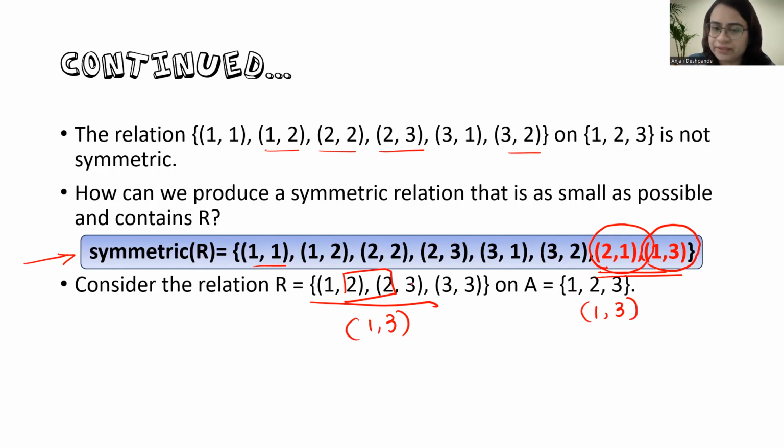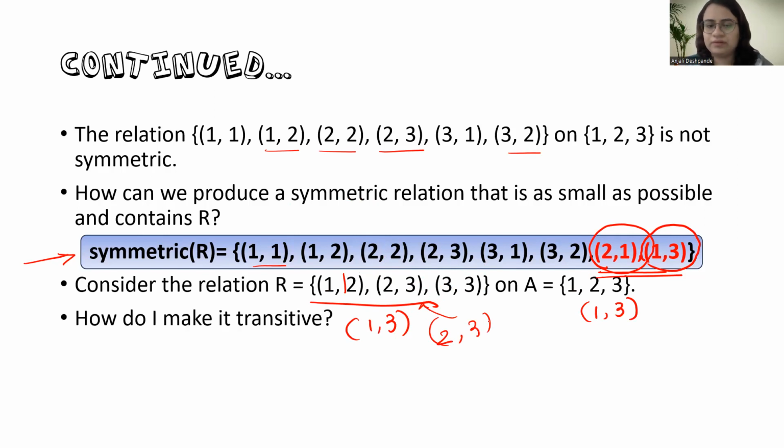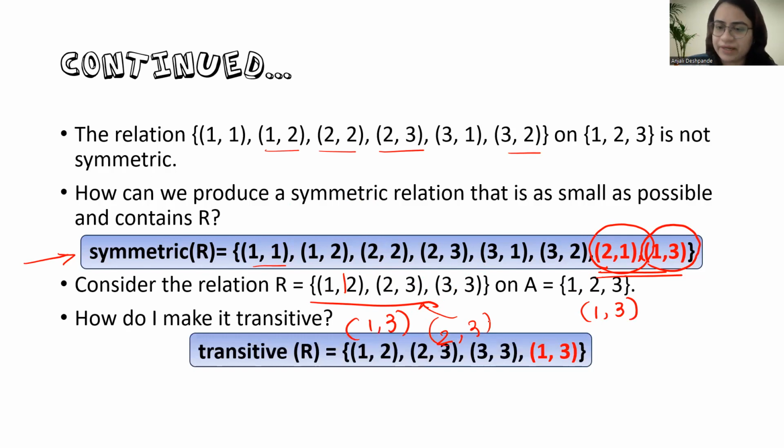Next is 2, 3 and 3, 3. If I combine 2, 3 and 3, 3, what will I get? I will get again 2, 3, which is already present in the relation R. Okay. So how do I make it transitive? By adding the tuple 1, 3.